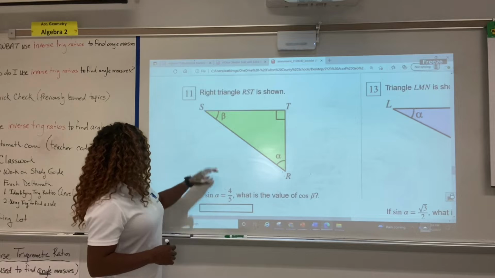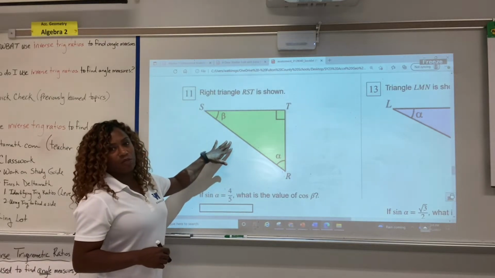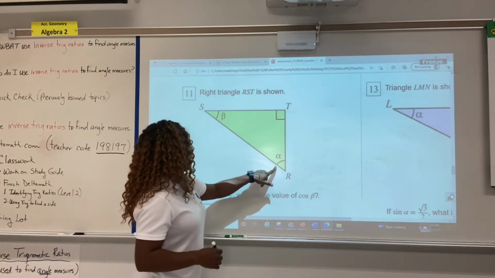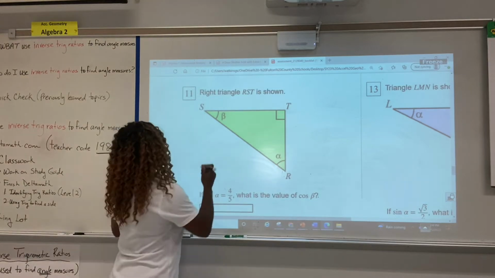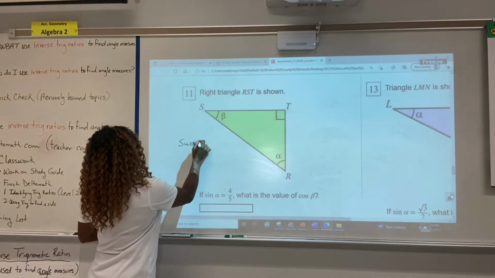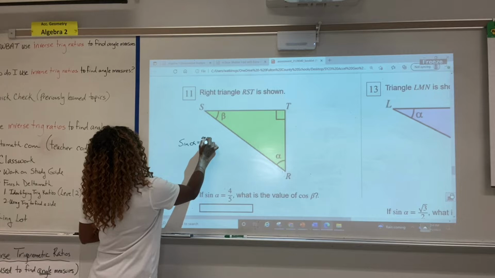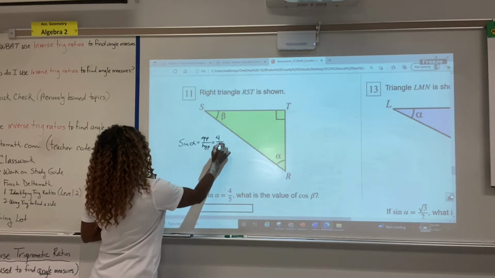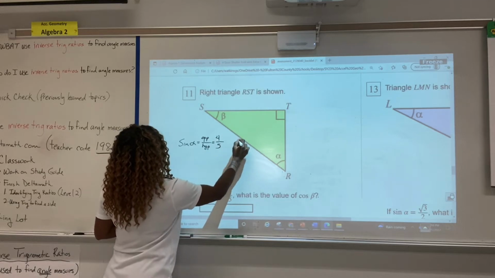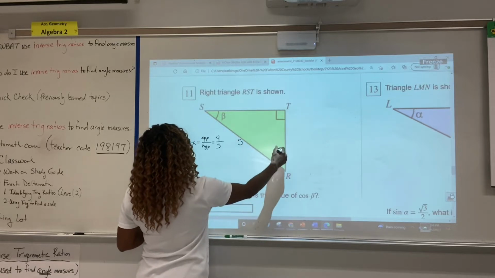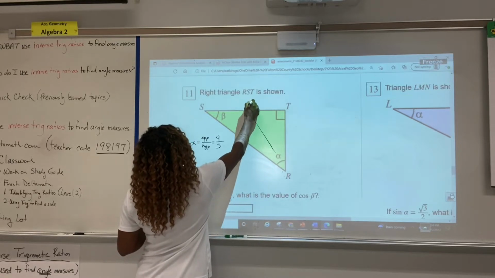Now, given this information, because if you notice, we don't have any information on the triangle with the side lengths, but we're told that the sine of angle alpha is 4/5. Sine tells us that we are looking at the opposite side over the hypotenuse. They tell us the opposite is 4 from angle alpha, and the hypotenuse is 5. Well, here's the hypotenuse, so that's going to be 5. And the side that's opposite angle alpha is directly across, so that's got to be 4.